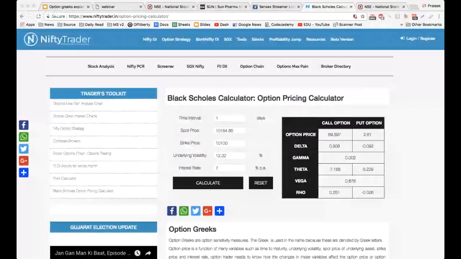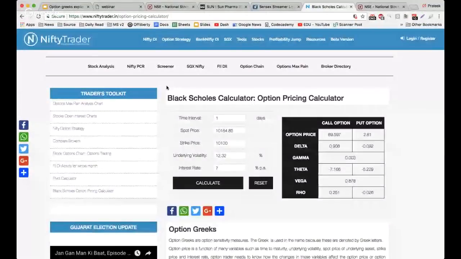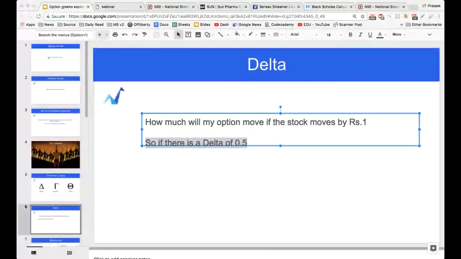So everyone understood what delta is, right? It's basically for every rupee that changes in the underlying, how much will the option move? Everyone clear? Please type clear on your chat, so I know that everything's fine. Yes. I only have another 10-15 more minutes to cover the other two, and then we're actually done. So is everyone done with Delta?